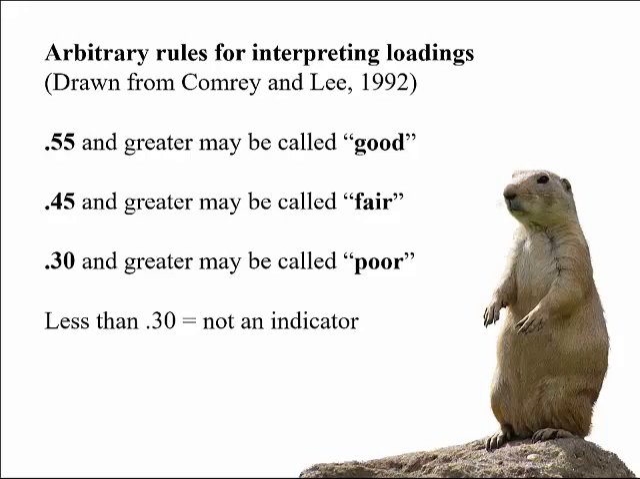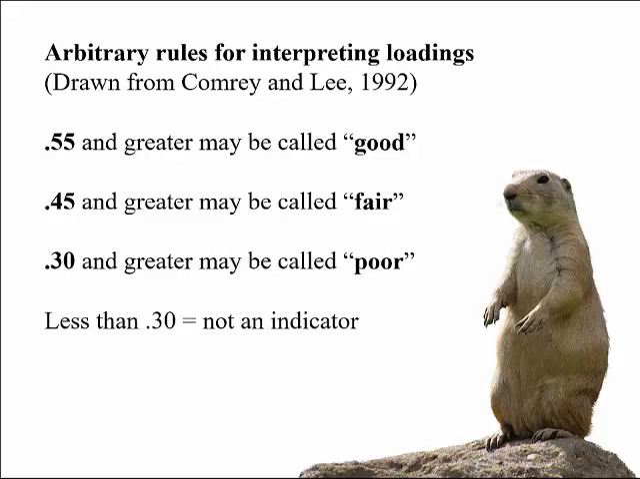I've mentioned before that one of the key things to look for is we want to find a simple solution. That is, we want to find a solution that shows that each item has a really high loading on one factor and only one factor, and has low loadings on all the other factors. But what do I mean by high loading? And what do I mean by low? How do we decide whether a loading is high or low?